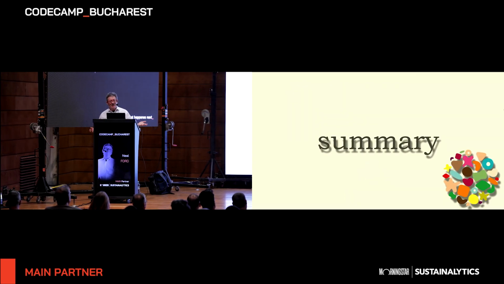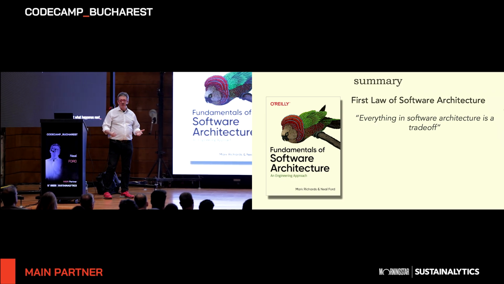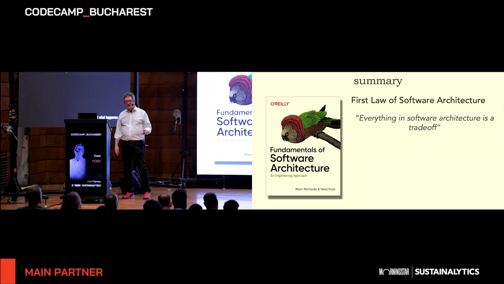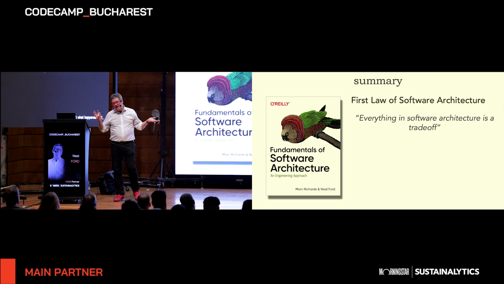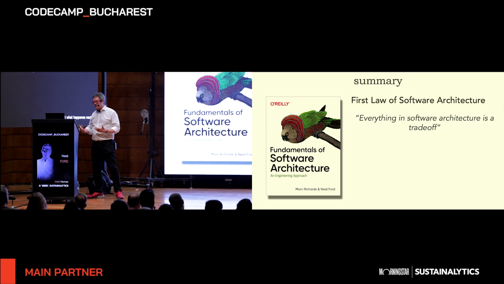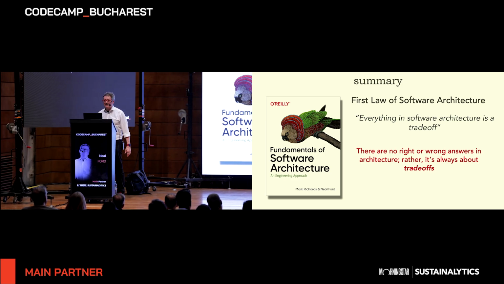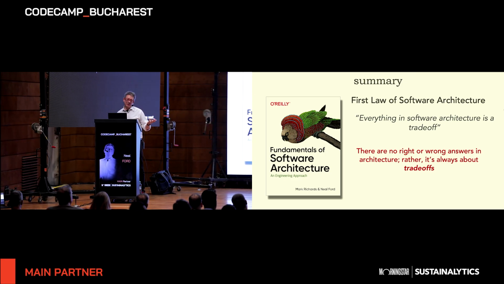And so to summarize here, everything in software architecture is a trade-off, and you have to keep doing this trade-off analysis over and over again, because every situation supplies different values for those variables. You can't just say, let's do microservices every time, because sometimes it'll work, but sometimes it'll be crazily over-engineered and more than you need. There are no right or wrong answers in architecture. It's always about trade-offs.